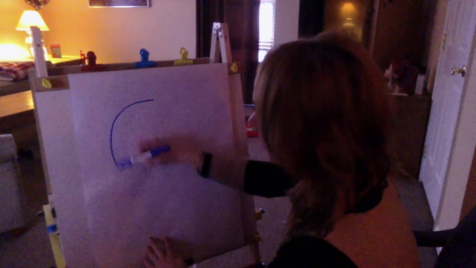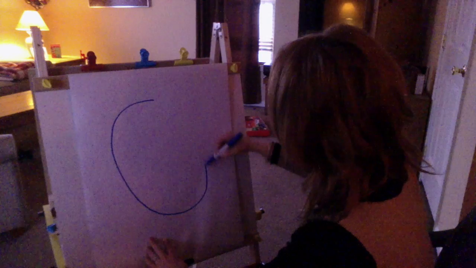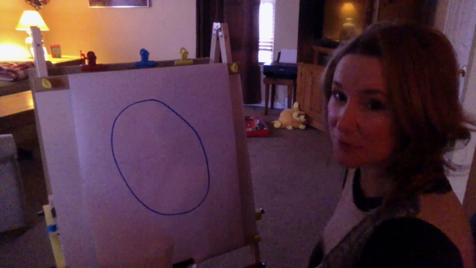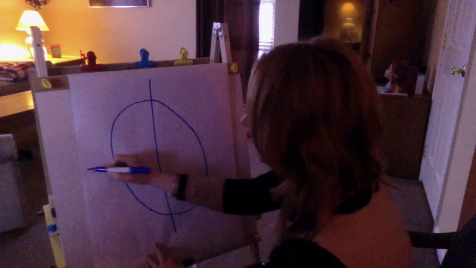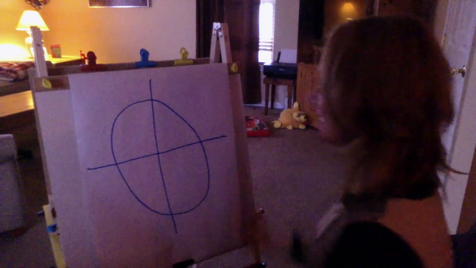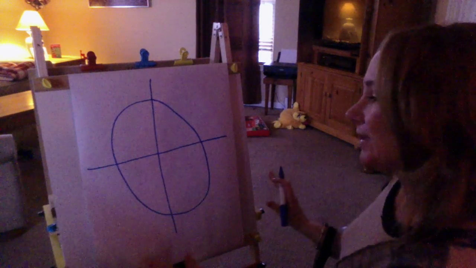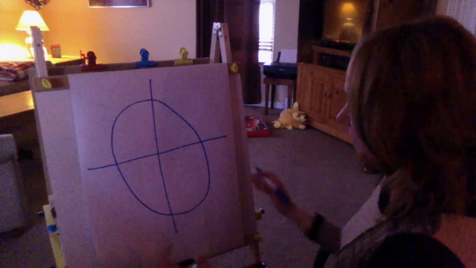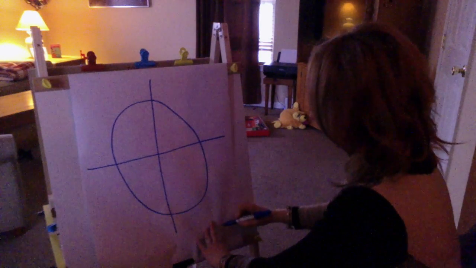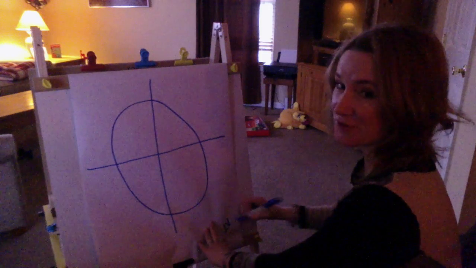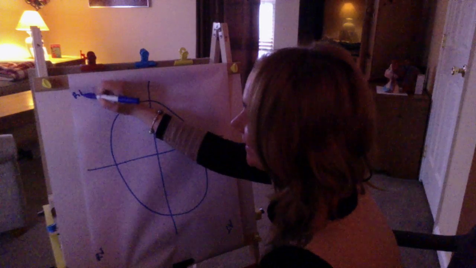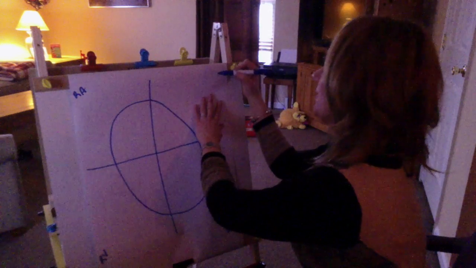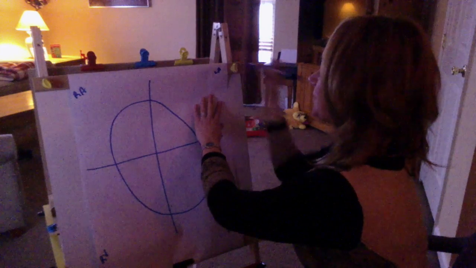When we draw our heart, I usually start with a big oval. And then I separate it into fourths like so. And in looking at this, if I'm looking at a patient, what I would do is say, okay, here is my left ventricle. Here is my right ventricle. Here is my right atria. And here is my left atria.